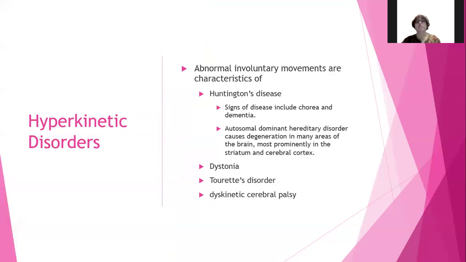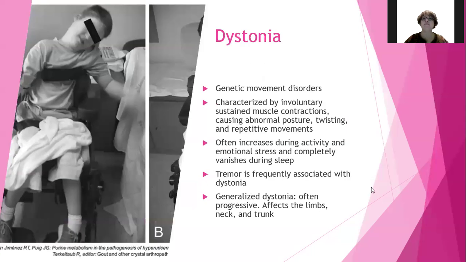So hyperkinetic disorders involve abnormal involuntary movements. Huntington's disease is an autosomal dominant hereditary disorder that causes degeneration in many areas of the brain, in the basal ganglia and cerebral cortex. And the signs of the disease include chorea, which is an uncontrollable writhing movement, and eventually dementia. Dementia is later. Dystonia is another hyperkinetic disorder where there's abnormal tone in muscles. Tourette's disorder and dyskinetic cerebral palsy are also hyperkinetic disorders.